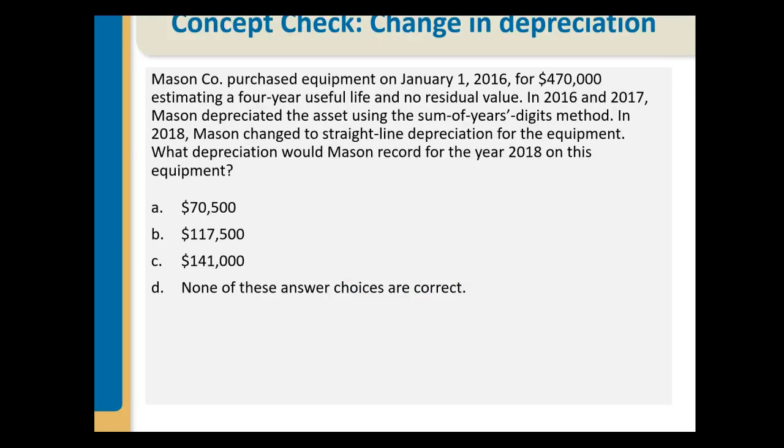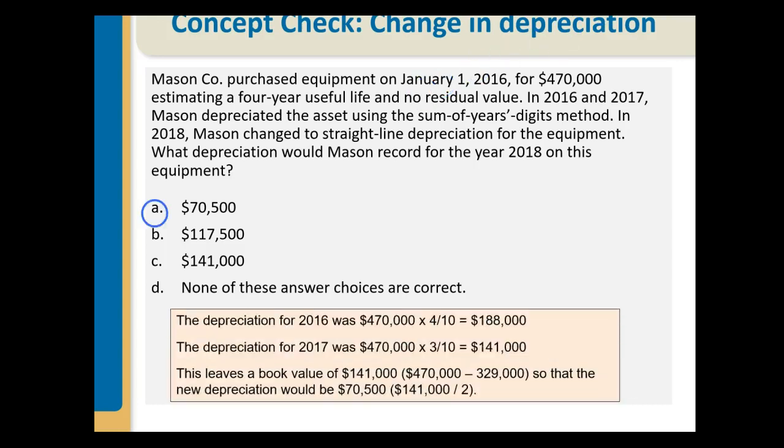Mason purchased equipment on January 1st, 2016 for $470,000, estimating a 4-year useful life with no residual value. In 2016 and 2017, Mason depreciated the asset using the sum of the years' digits. In 2018, Mason changed to straight line depreciation for the equipment. What depreciation would Mason record for the year 2018 on this equipment?